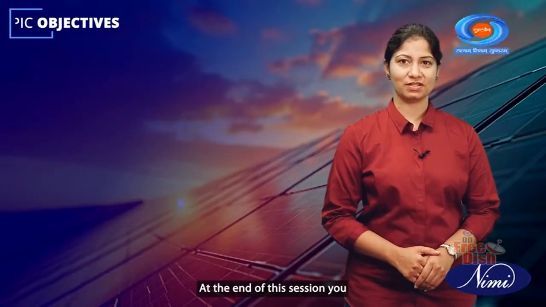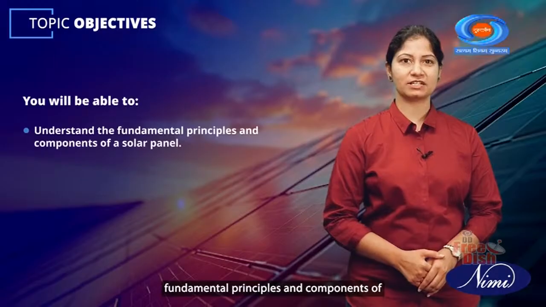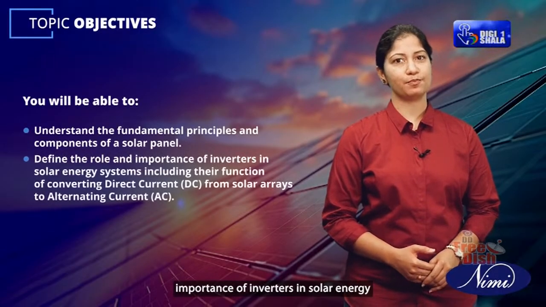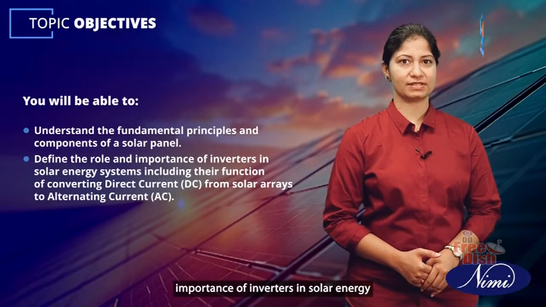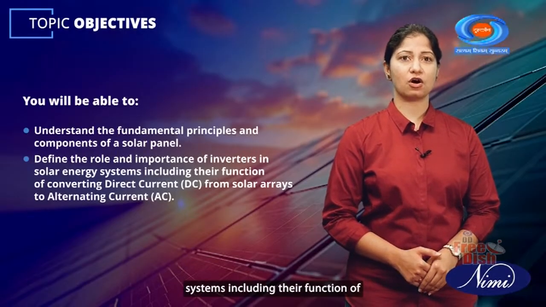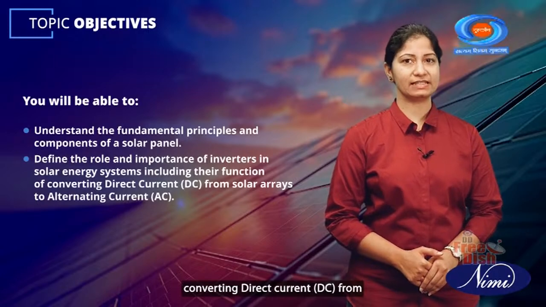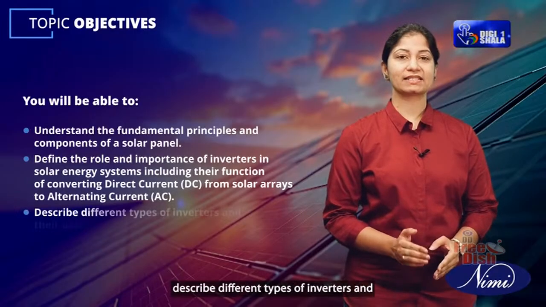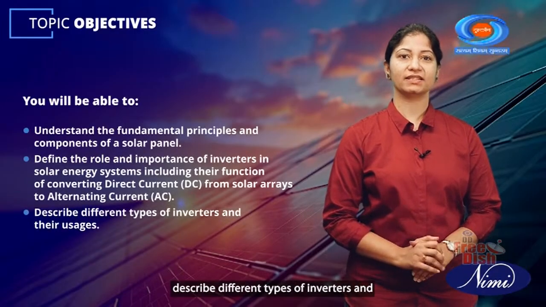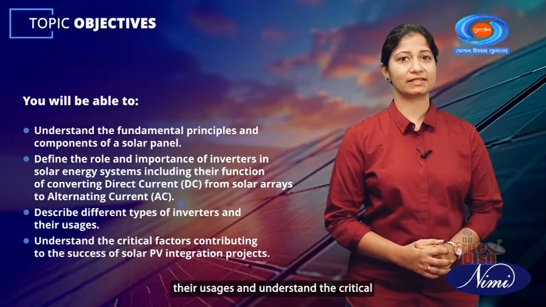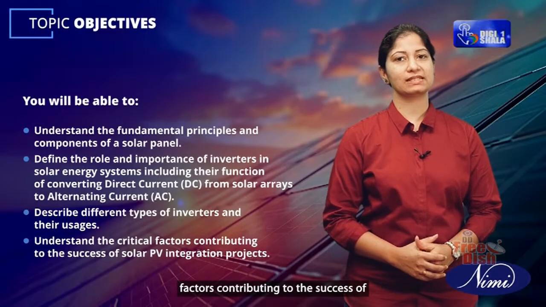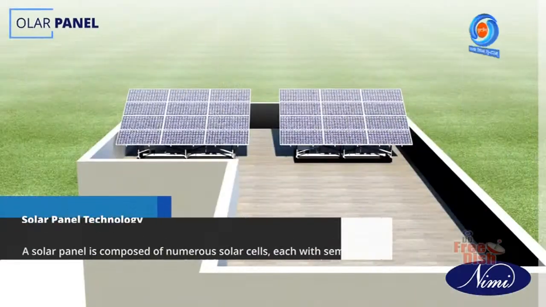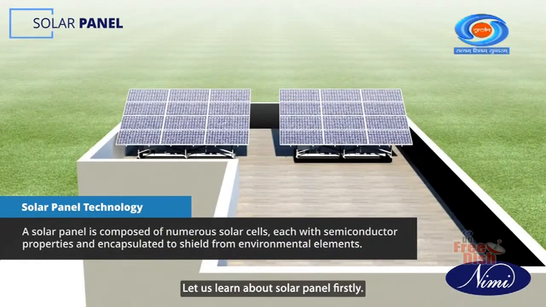At the end of this session, you will be able to understand the fundamental principles and components of a solar panel, define the role and importance of inverters in solar energy systems, including their function of converting direct current DC from solar arrays to alternating current AC. Describe different types of inverters and their usages and understand the critical factors contributing to the success of solar PV integration projects. Let us learn about solar panel firstly.